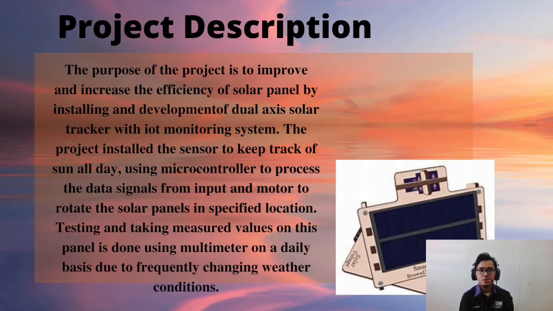For the project description, the purpose of the project is to improve and increase the efficiency of the solar panel by installing and developing a dual-axis solar tracker with an IoT monitoring system. The project installed sensors to keep track of the sun all day, using a microcontroller to process the data signals from input and a motor to rotate the solar panels to a specific location. Testing and taking measured values on this panel is done using a multimeter on a daily basis due to frequently changing weather conditions.